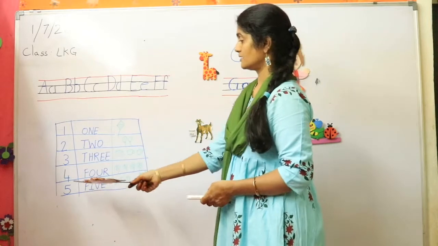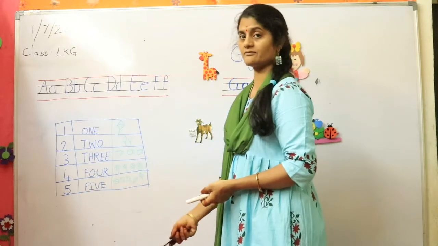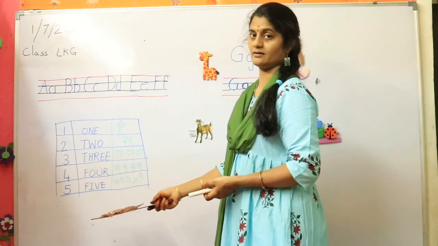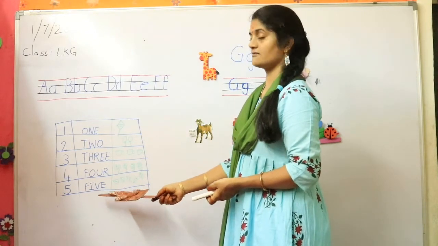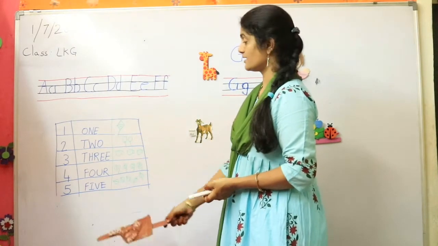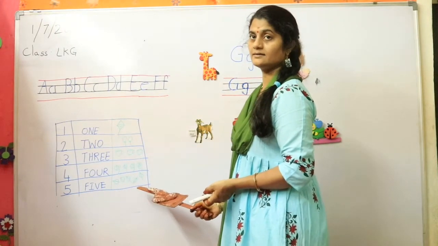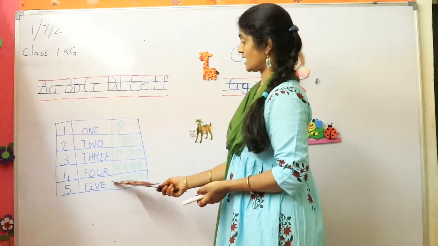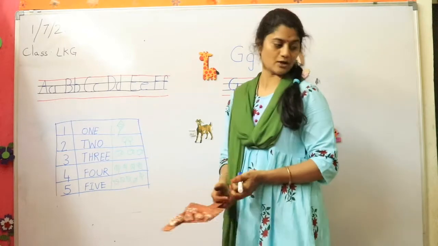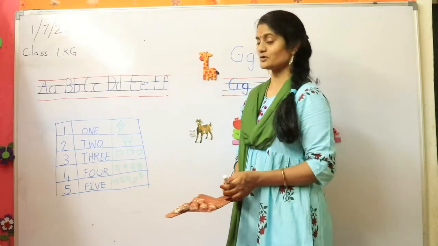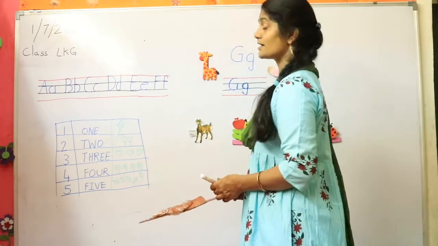Very good. Now what comes after 4? That's number 5. Again the letter is F. F-I-V-E, five. F-I-V-E, five. What do you see here? These are the leaves. 1, 2, 3, 4, 5. Very good. Those are the 5 leaves. Very good. Now let's learn about some.